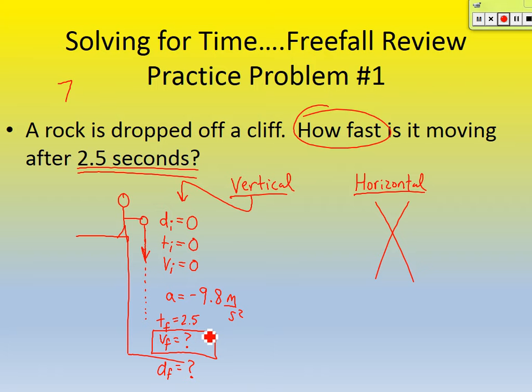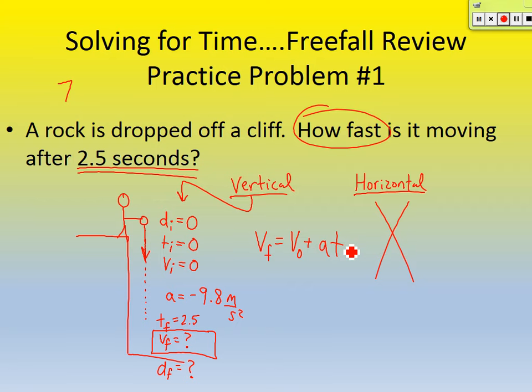Let's see if we could use equation number 2. Equation number 2 starts with velocity final, so that's what we don't have. So okay, that's good that it's included in that equation, but we've got to have all the other variables. Do we have velocity initial? The answer is yes, it's 0. Do we have acceleration? And the answer is yes, it's negative 9.8. And do we have time? And time final was 2.5, so we can use that equation. So let's write that down. Velocity final is equal to velocity initial plus AT.